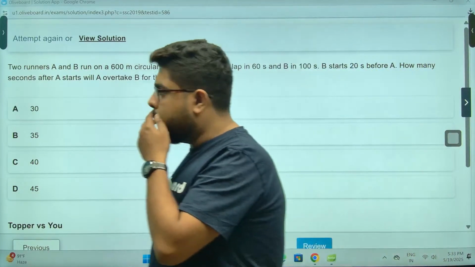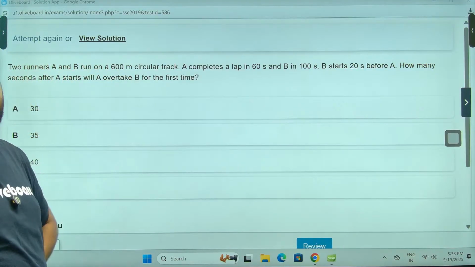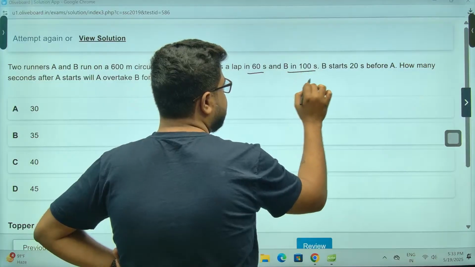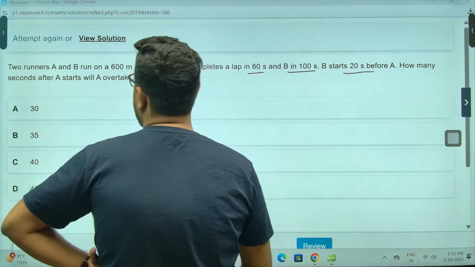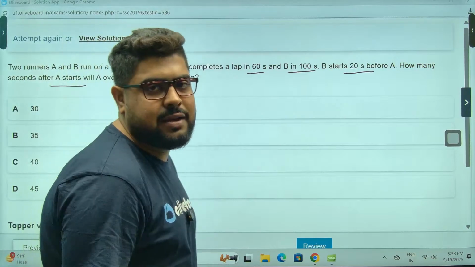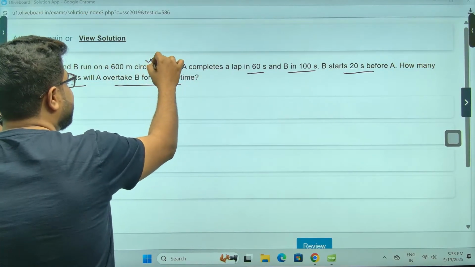Chalo. Now, two runners A and B run on a 600-meter circular track. A completes a lap in this, B in this. B starts 20 seconds before A. How many seconds? Oh sir, this is very simple. You don't need the circular track, sir. This is a circular track just to confuse you.